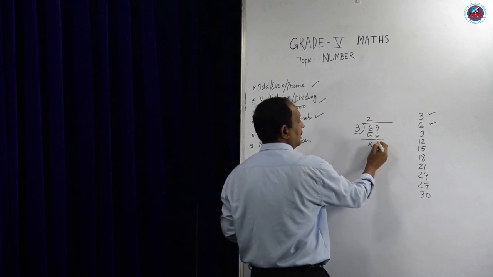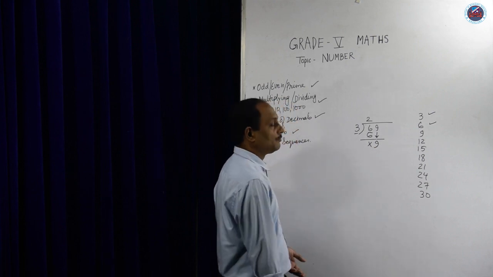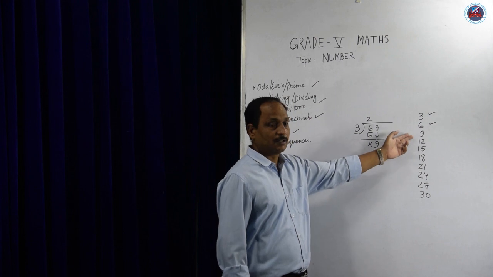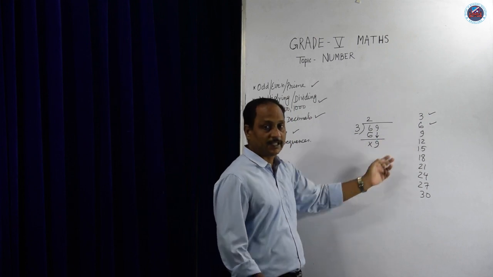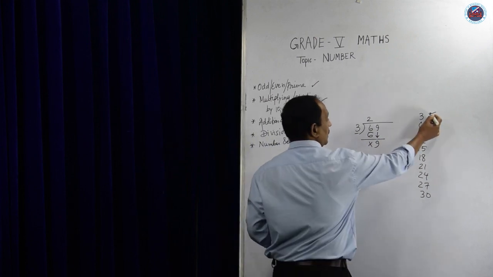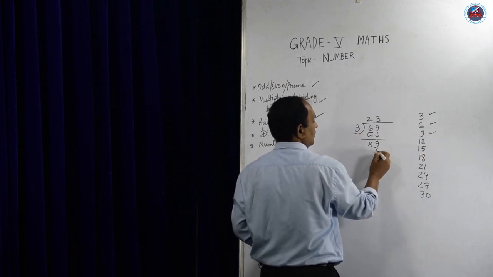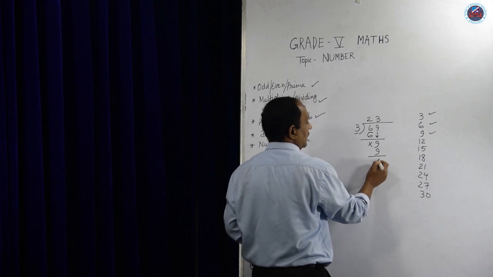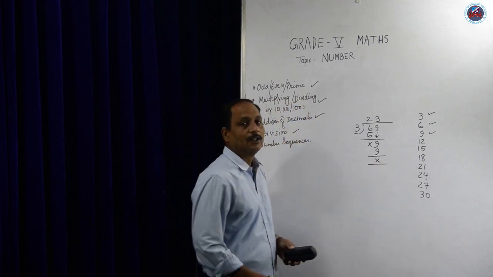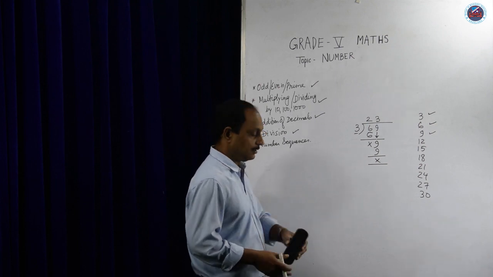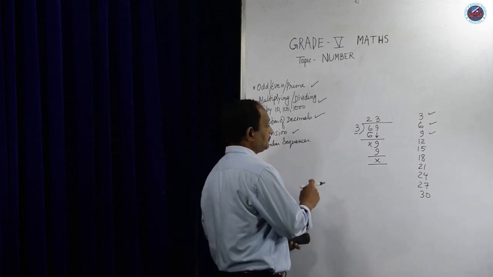Now this 9 will come. Now let's see which number is the same. 9 is the same, exactly 9. So how many times? 1 time, 2 times, 3 times. That means 3 3s are 9. 9 minus 9, 0. In this way, we will be able to complete division whatever number is given. Let us see one more.